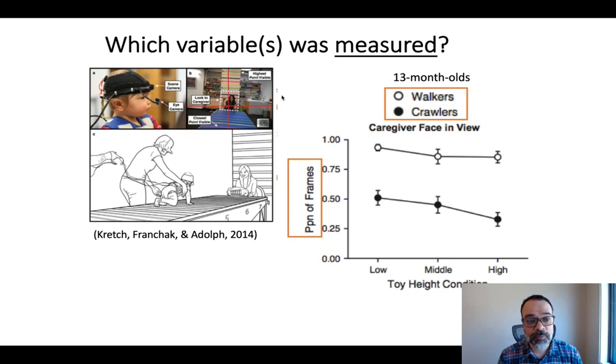Another measured variable that this whole apparatus was designed to measure was how often they're looking at their caregiver. And so that was the proportion of frames of the video where the caregiver's face was in view. So these are two variables, they were both measured.